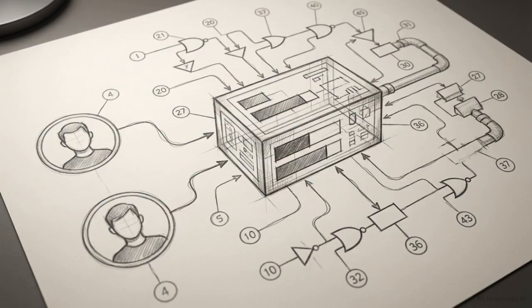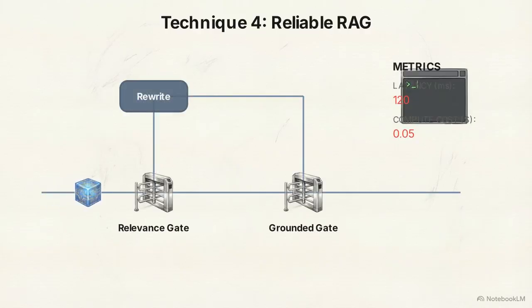Technique 4 introduces Reliable RAG. This installs a dual LLM judge setup into the pipeline. If context is off topic, a relevance gate forces a query rewrite. A grounded gate ensures output matches the evidence. This reduces hallucinations to 0, but with a severe latency trade-off. Multiple evaluator prompts drive compute costs up exponentially, restricting this to high-stakes domains.